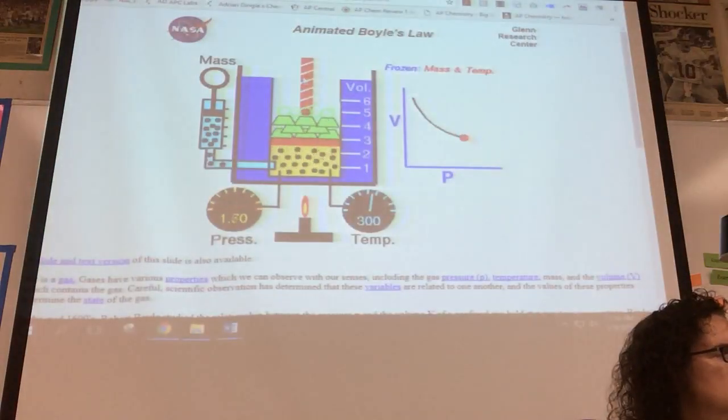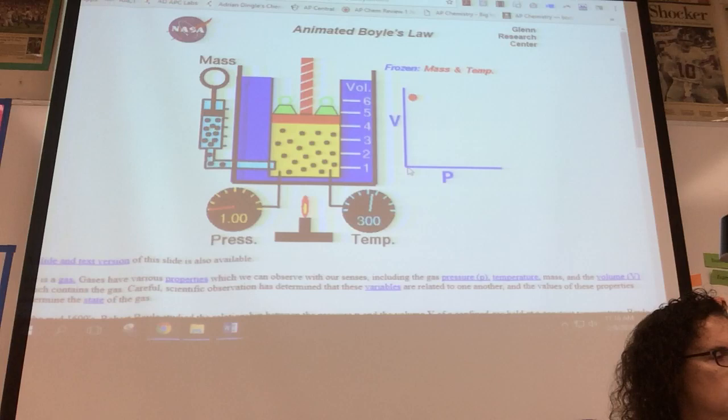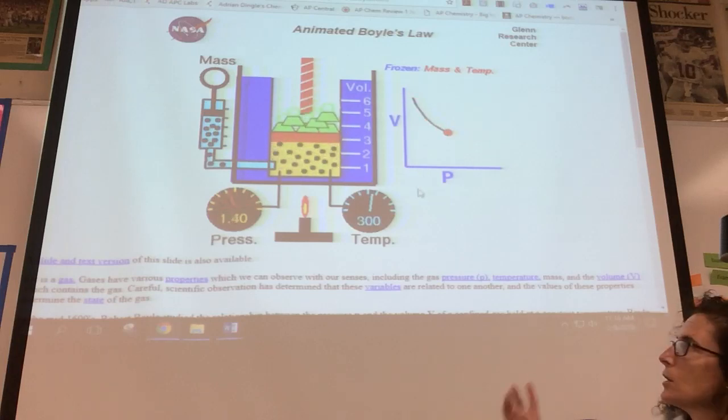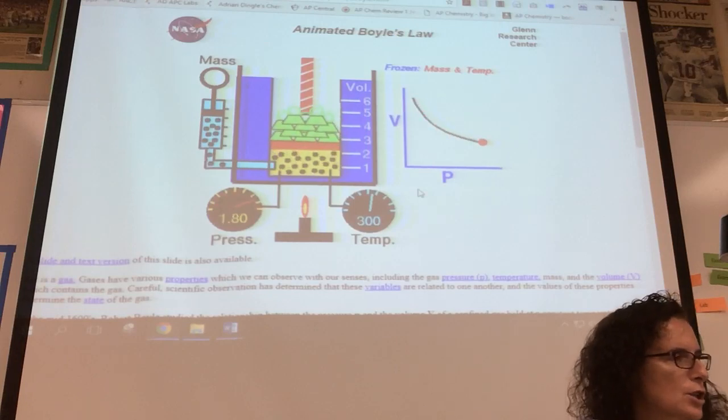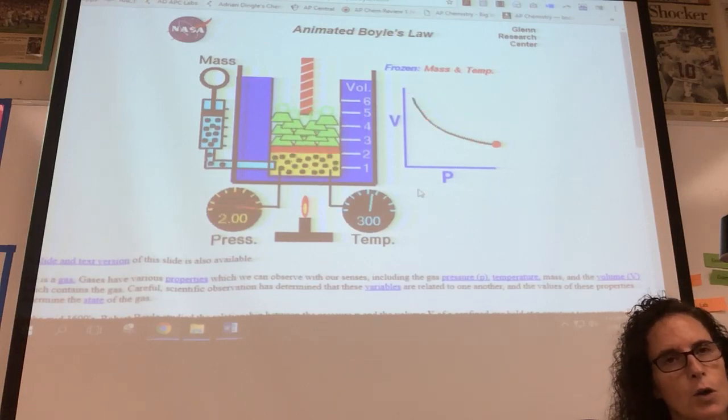Boyle studied this relationship between volume and pressure, and you can see this graphically in the following way. This simulation shows as you increase pressure pushing down on the piston, the volume decreases. You can see it graphically here. As pressure increases, the volume decreases. So that's an inverse relationship between pressure and volume.